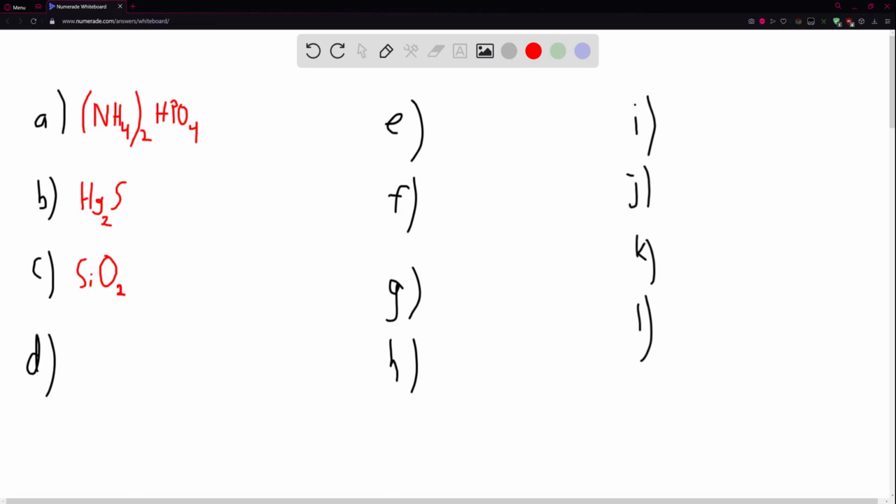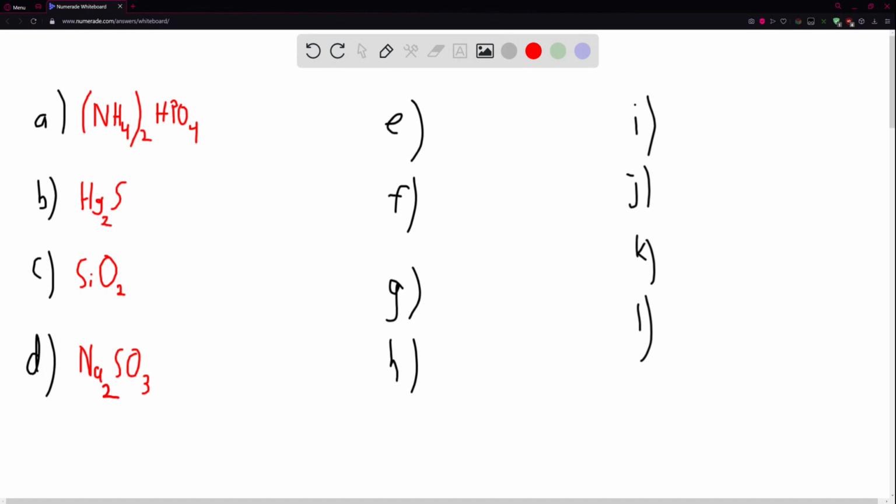This is not an ionic compound, so that is done as is. Next one is sodium sulfite, so we have sodium and the sulfite ion. Now, the sulfite ion has a charge of 2-. So we are going to need two sodiums to offset it because sodium has a 1+ charge.